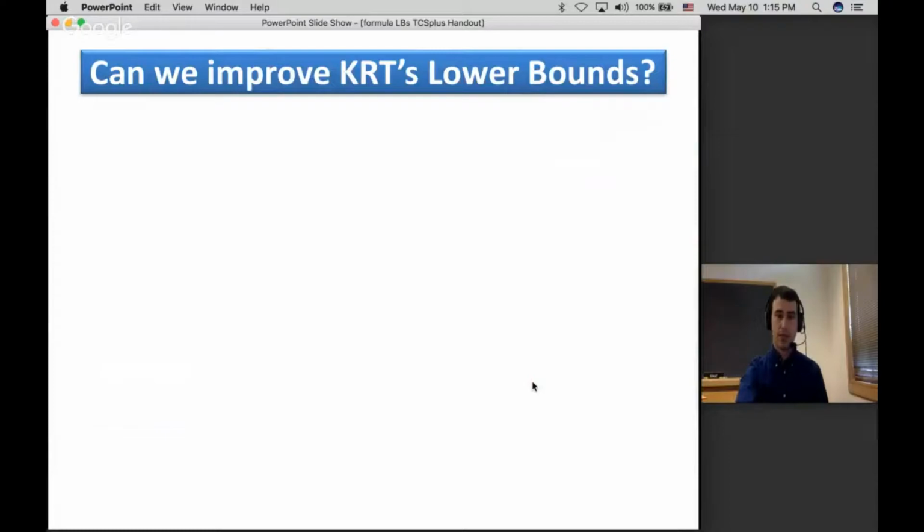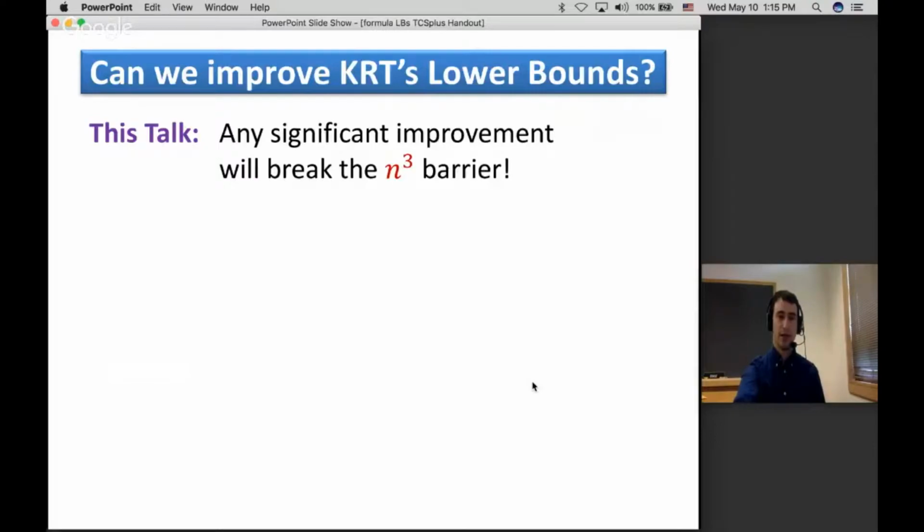And this brings us to this talk, and we want to understand, can we improve these parameters? In this talk, we will see that any significant improvement to these parameters will break the n-cubed barrier in the worst case. And this is really a barrier that has stood from the early 90s in formula size lower bounds. The best lower bound was n cubed from the beginning of the 90s. And it would be very important and very nice if you could break this barrier. We are not breaking this barrier in this talk, unfortunately, but we are suggesting a way to do it.